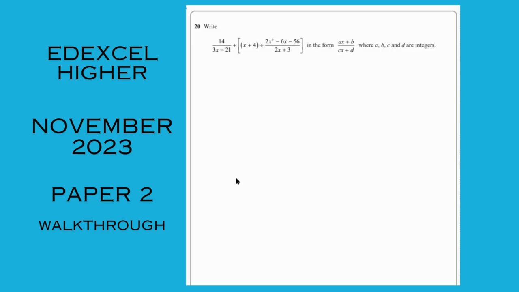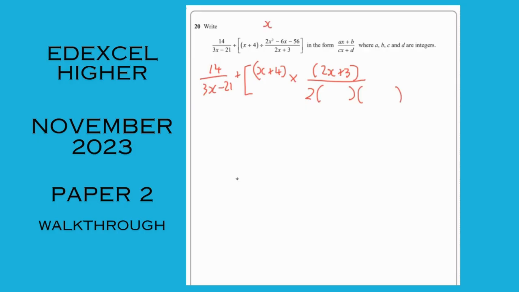So number 20, it's got some slightly off-putting looking algebra, but don't let it. So if big maths tells us anything, it's work on the brackets first. So we've got the x plus 4 inside the brackets, but really the work is here. Dividing by means multiply by the reciprocal. So the 2x plus 3 bounces up to the top. This 2x squared, etc., now come to the bottom, but notice they're all even. We can take a 2 out.